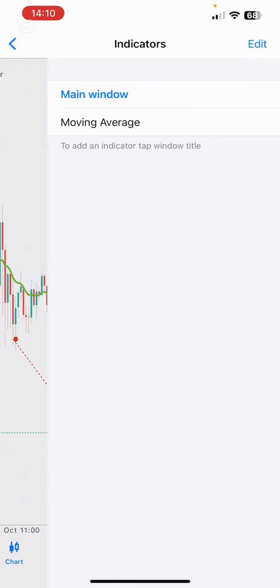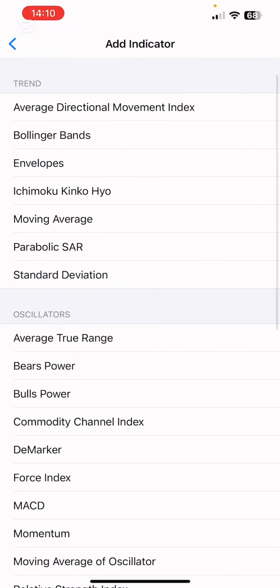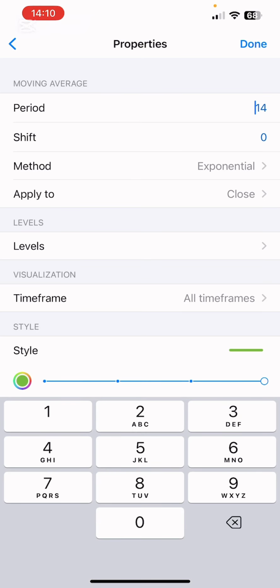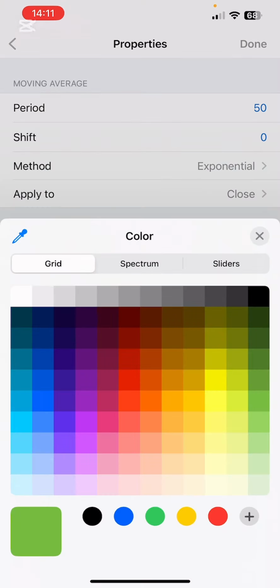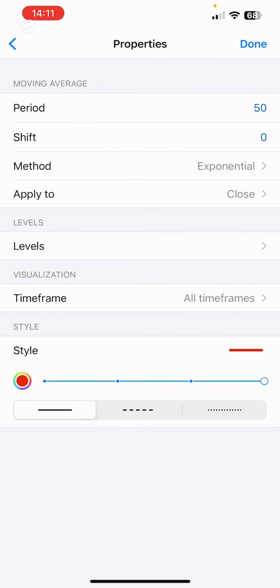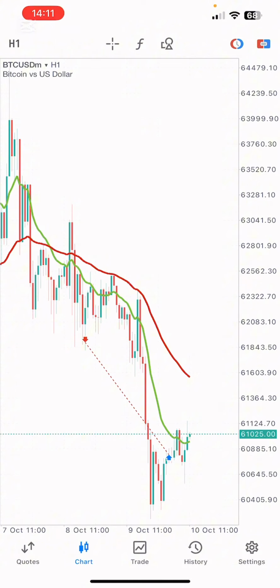The next indicator is to add another exponential moving average. You go to moving average again. The period for this one is now going to be 50, so you change this to 50. The shift is 0. The method again is exponential. Apply to, keep all the same. The only thing you change here is the color. Change this to red. If the thickness is low, you just increase it. Select 50, exponential, 0, and all time frames.